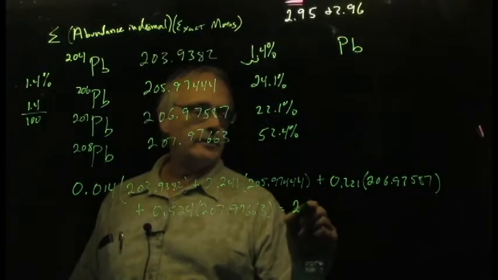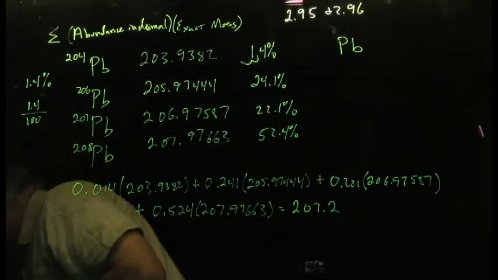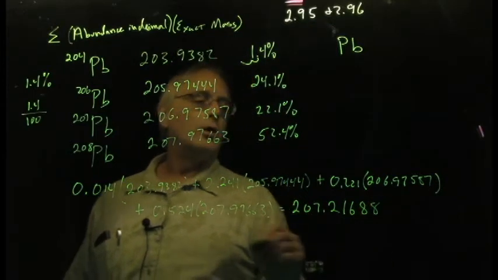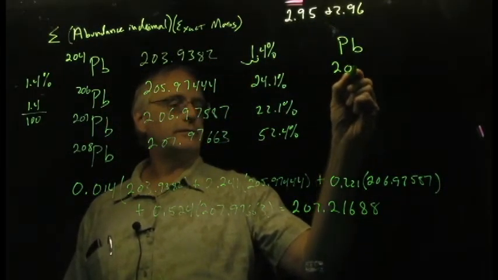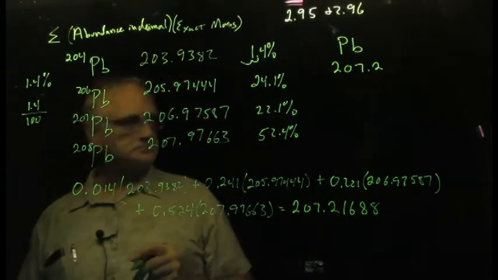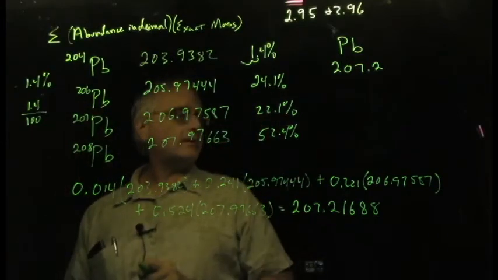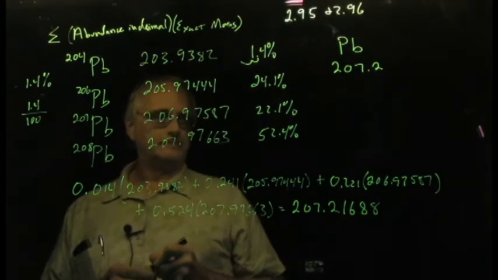I came out with 207.21688, which, if you look at the periodic table, under lead, you should see 207.2. Okay? And there is the atomic weight of lead. So here's this basic calculation, which is a relatively simple one to handle.